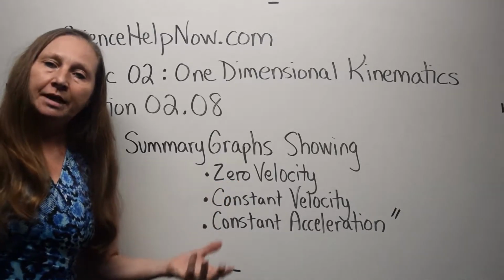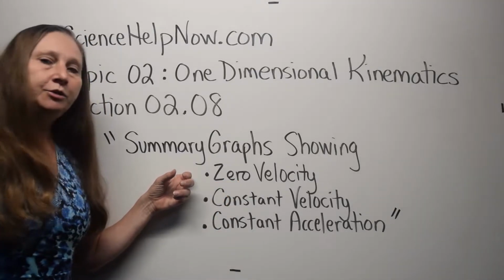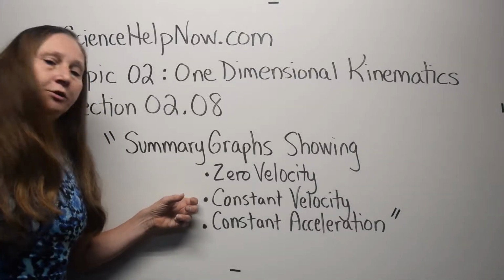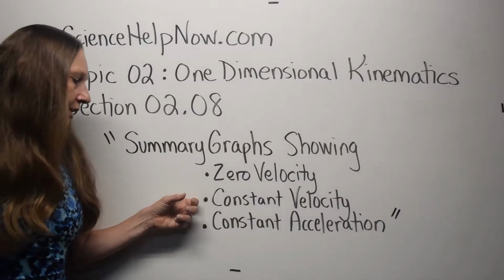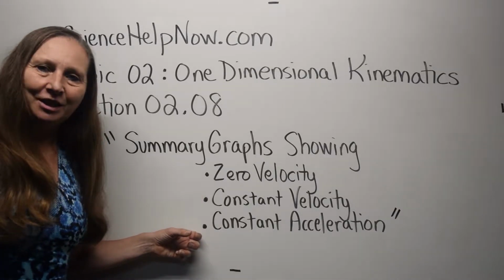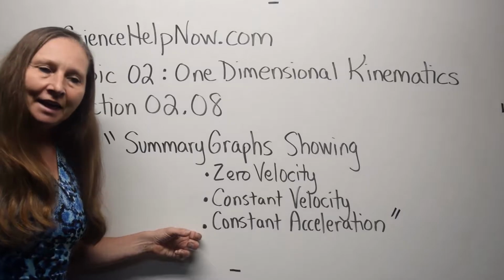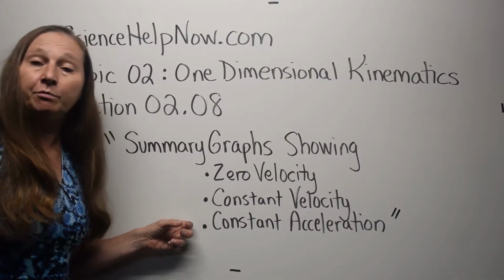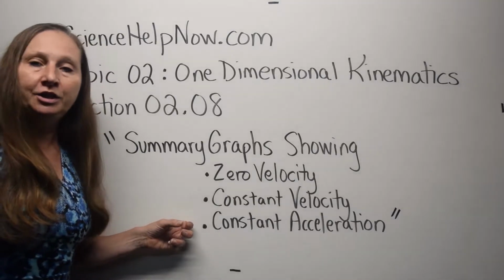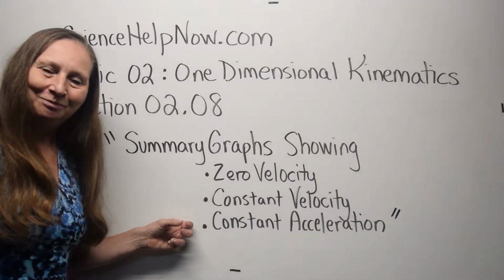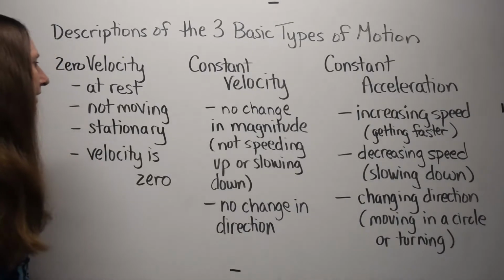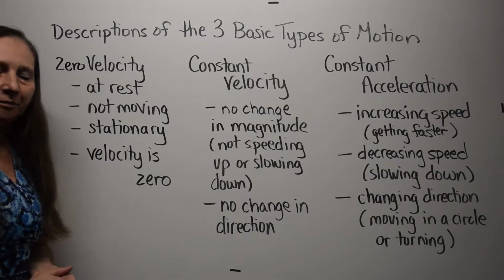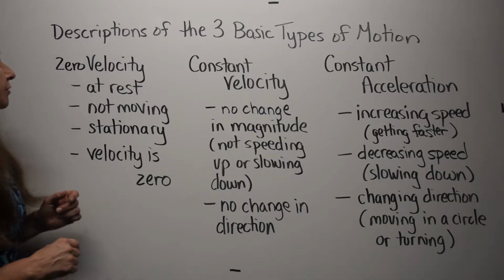Now, the three different basic types of motion: well, an object could have no motion, it could be at zero velocity. The object might be moving with a constant velocity, or the object might be experiencing a constant acceleration. In any case, we want to see how each of these three basic types of motion appears on different types of graphs. It is very important that we establish three basic types of motion from the beginning.